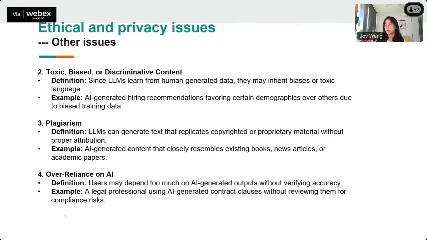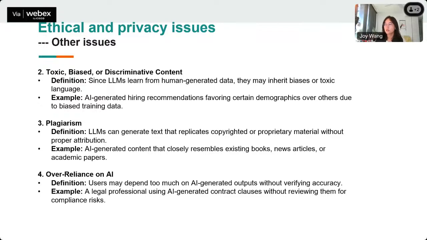So one example is AI generated content that closely resembles existing books, news articles, or academic papers. This may bring critical issues for teaching and learning. Another issue is over-reliance on AI. This commonly happens to people who don't have much knowledge about AI.